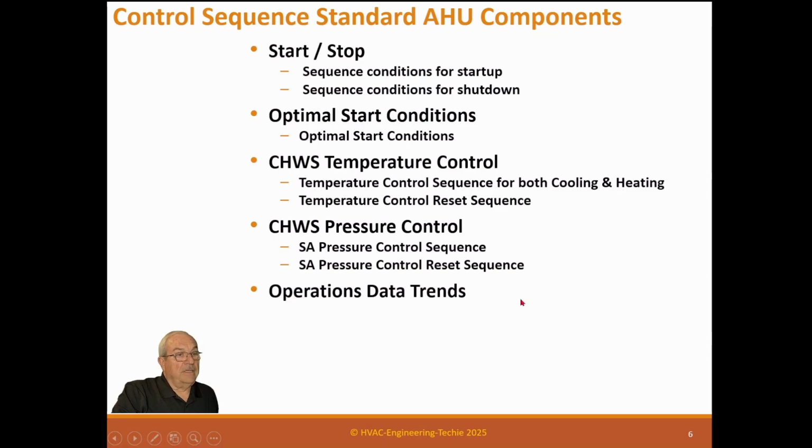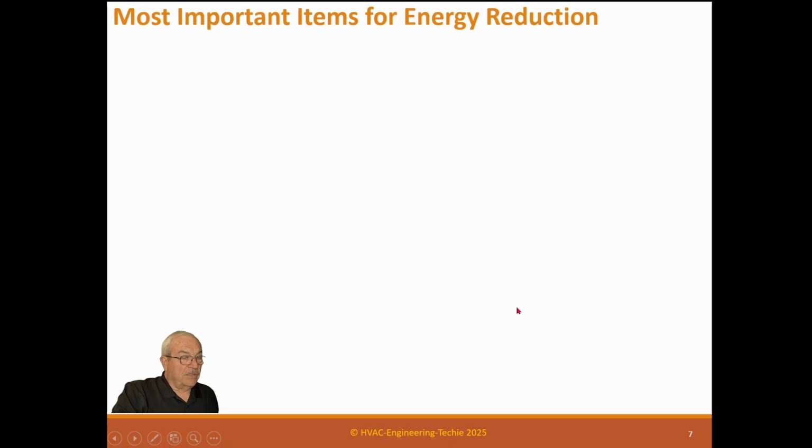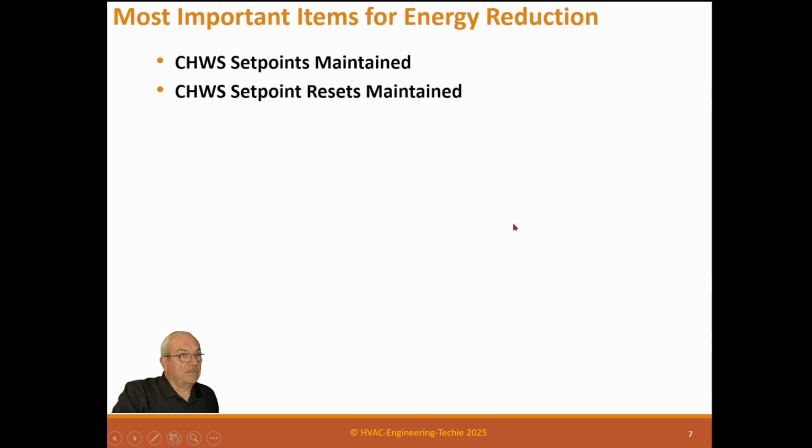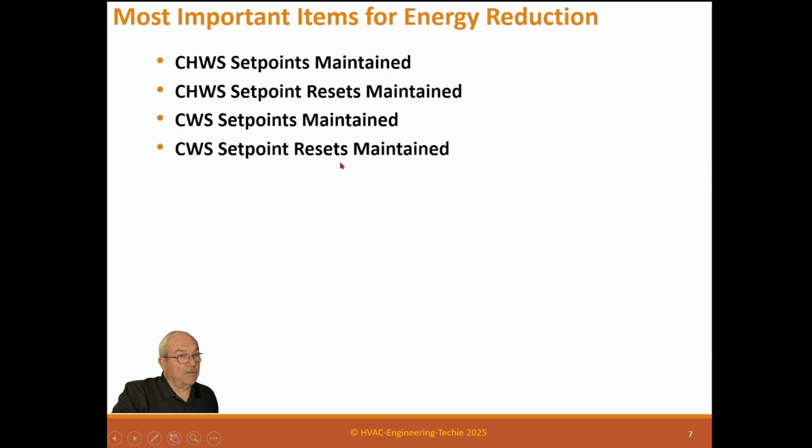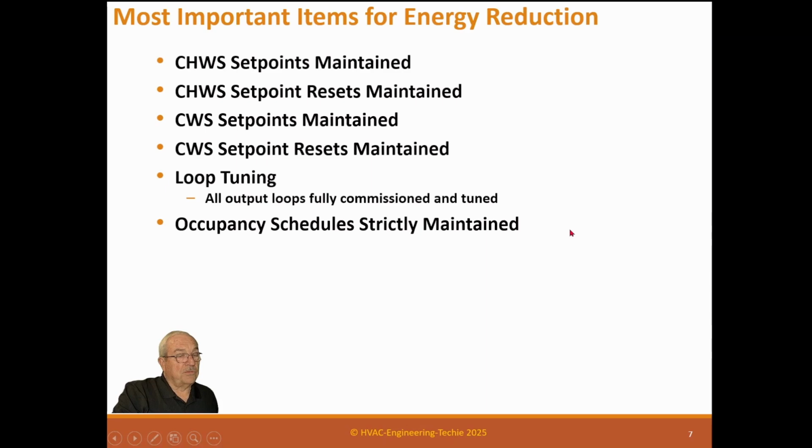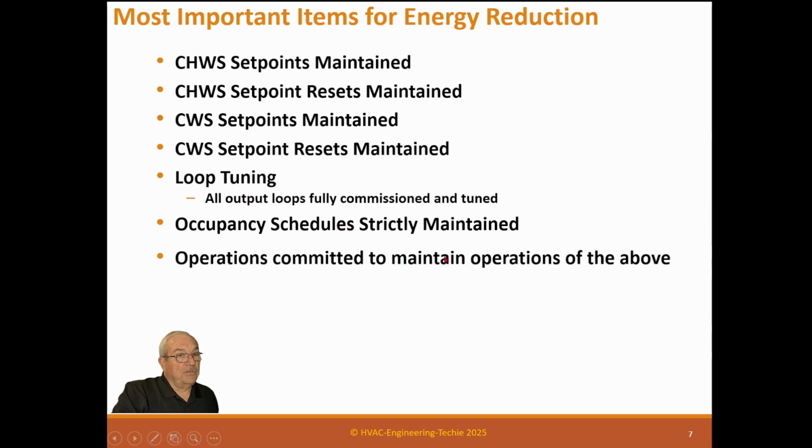What data trends does he need to operate the plant? Sensor data, runtime, and operating alarms. What does he need for those? Most important items for energy reduction of chill water plants is the chill water set point maintained, set point resets maintained, the condenser water set points maintained, condenser water set point resets maintained, loop tuning, make sure all the loops are tuned. They must be fully commissioned, or else you may have a big problem. Occupancy schedule strictly maintained. Operations committed to maintain operators of the above. So we need persistence. We need to make sure these things are all set.